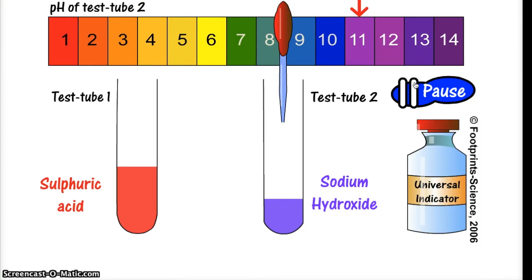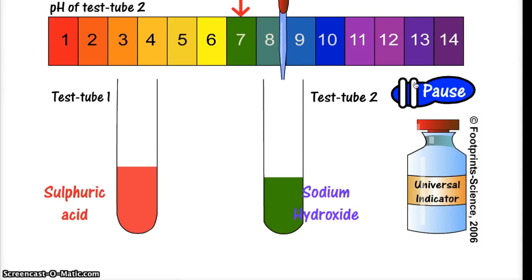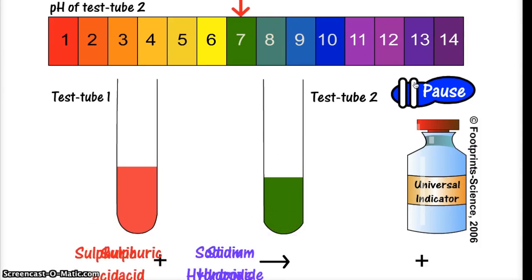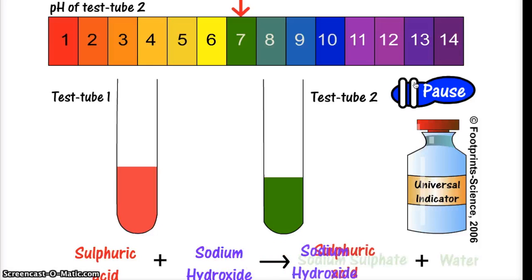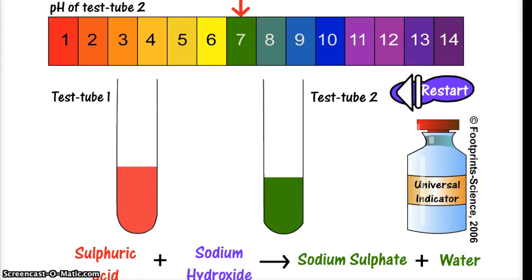So we have an acid and an alkali, and as we add the acid to the alkali, the universal indicator turns green, which, if you go back to thinking about the pH scale, means that we have a pH of 7. What we have done is made something that was an alkali into something that is neutral. We have neutralised it. So an acid plus an alkali has given us something that is neutral.